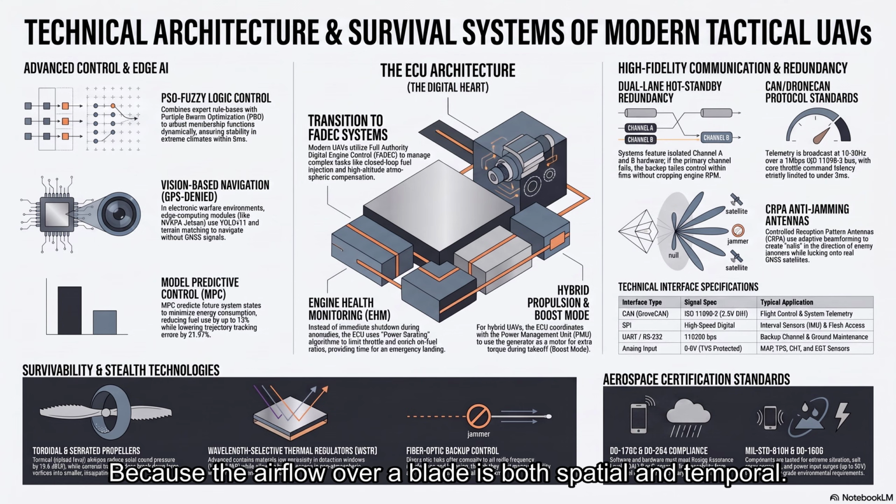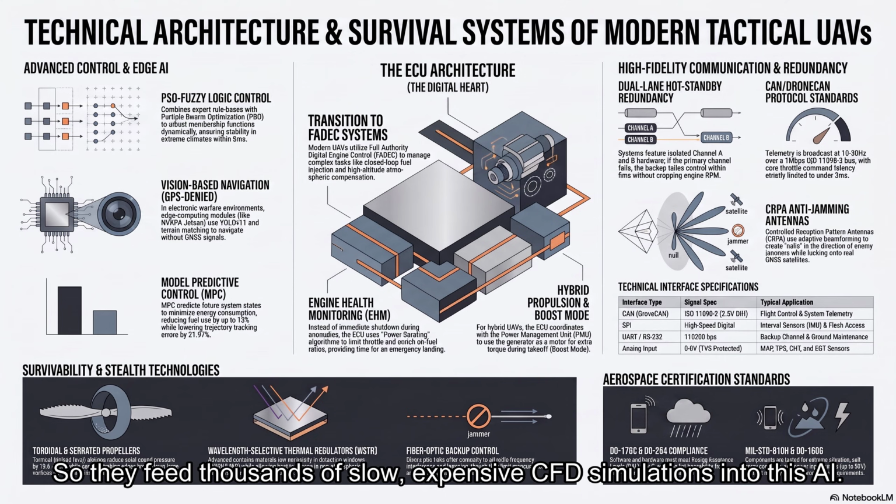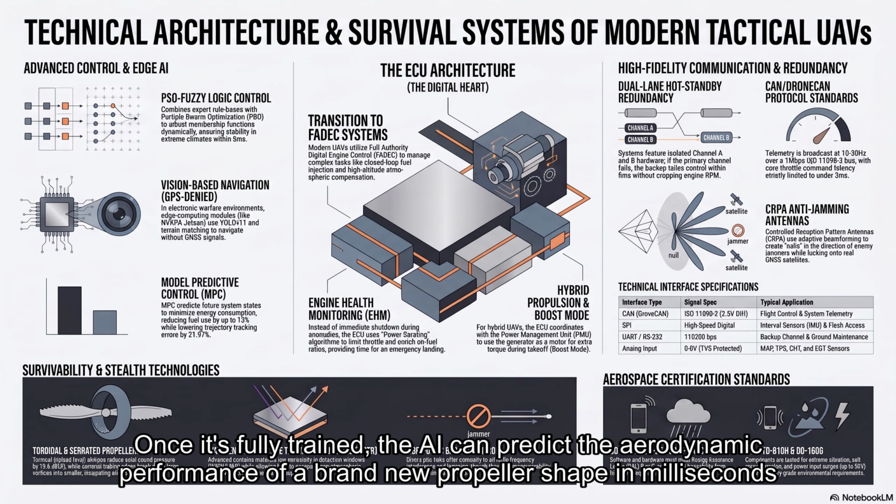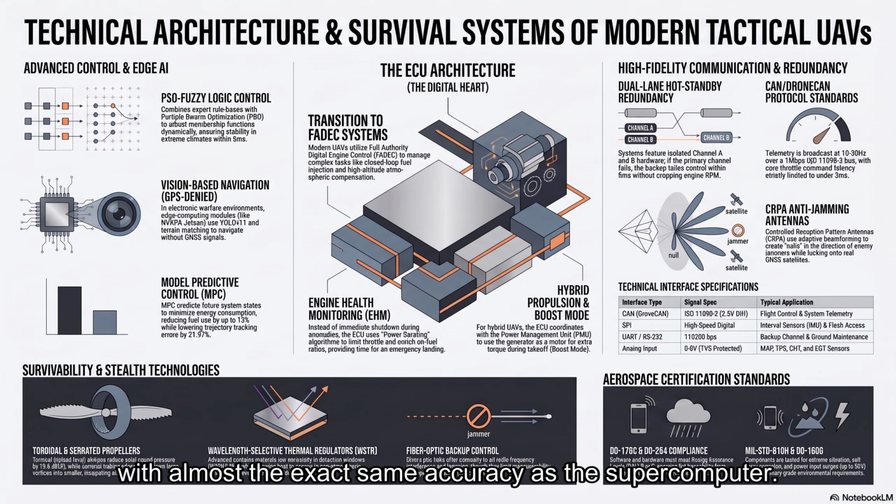Because the airflow over a blade is both spatial and temporal. The physical shape of the blade creates a spatial pressure field, but that airflow evolves over time as the propeller spins. So they feed thousands of slow, expensive CFD simulations into this AI. The CNN-LSTM learns to recognize the fundamental patterns of fluid dynamics. Once it's fully trained, the AI can predict the aerodynamic performance of a brand new propeller shape in milliseconds, with almost the exact same accuracy as the supercomputer.